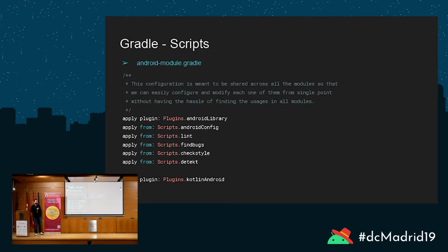So this would look like this, the Android modules Gradle. You have the plugin, which is an Android library plugin, and then you have the scripts, configuration, lint, find bugs, check style, and so on. And then you have the Kotlin Android. And you have the documentation. Please have documentations.